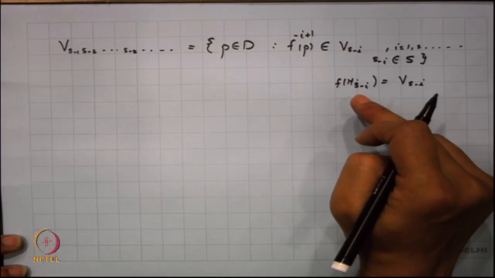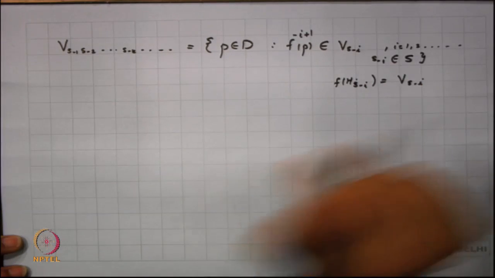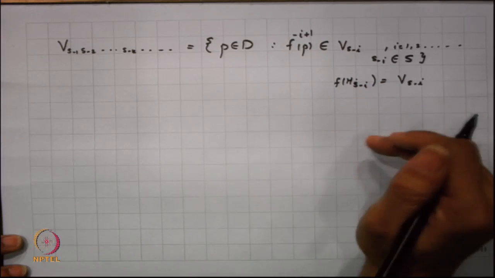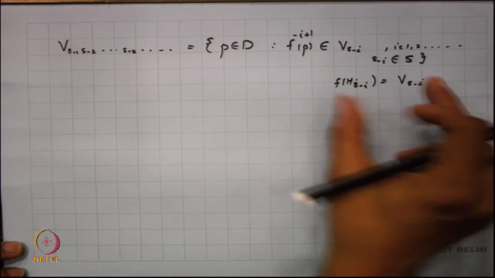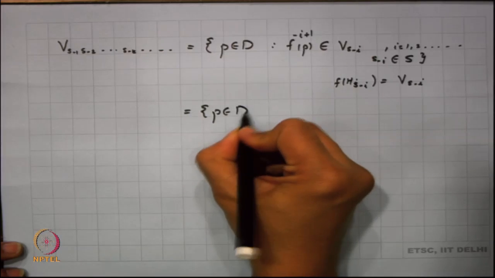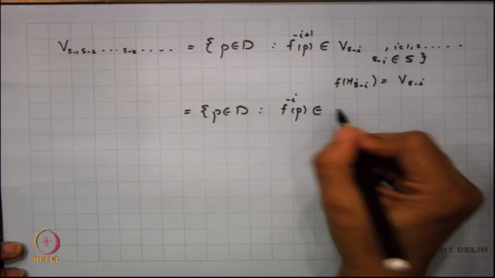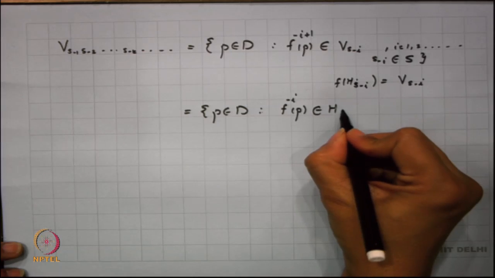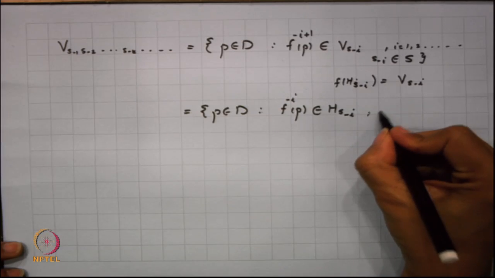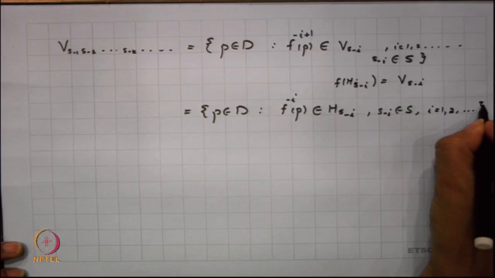So, I am trying to take this association. We know that H maps to the vertical rectangle in this manner, because our indexing is just 0 and 1, and we know that H naught is mapped to V naught and H 1 is mapped to V 1. So, if I put this equation inside, what we get here is the set of all p in D such that f to the power minus i of p belongs to H s minus i, where again my s minus i belongs to S and my i varies from 1 and so on.